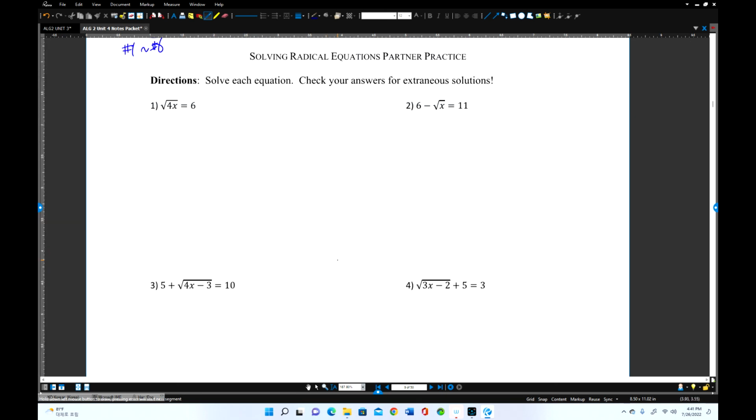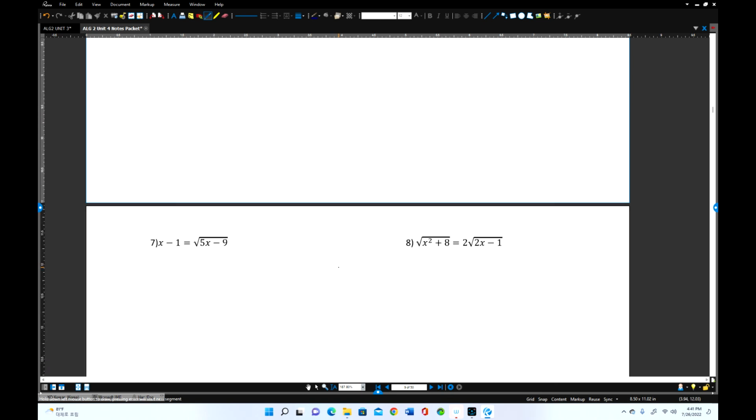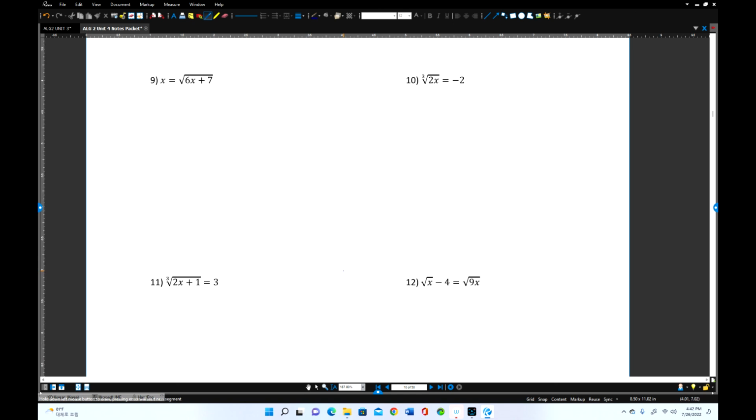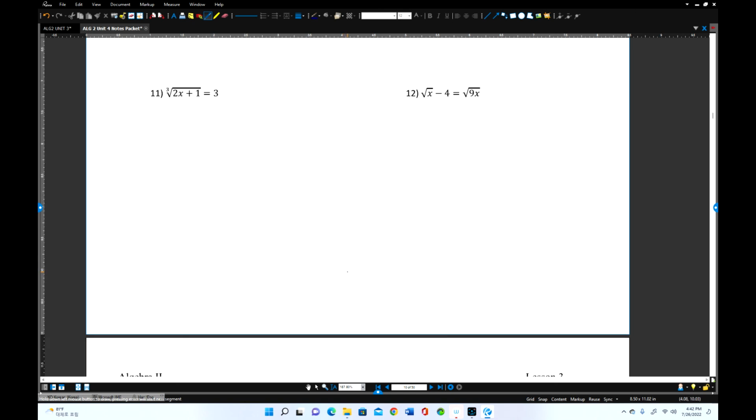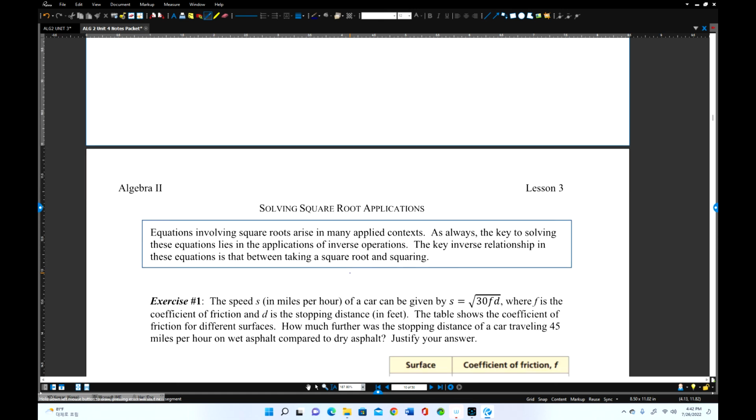So numbers 1 to 6 are your homework. As I told you, 7, 8, 9, 10 we can go over in the next class. I don't want to do solving square root applications. When your school semester starts, you can learn this in your school.